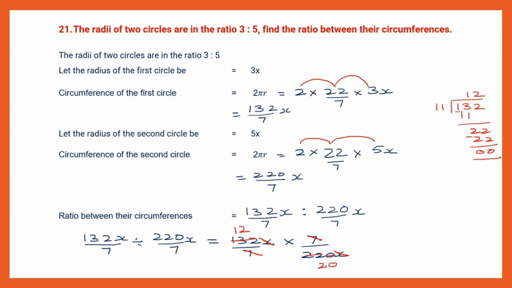So 12 by 20. Now this can be divided again, isn't it, by another common factor and that is 4. 4 threes are 12 and 4 fives are 20. So what do we have here? 3 by 5, which we can write as a ratio 3:5. So we have got our final ratio in the form 3:5.